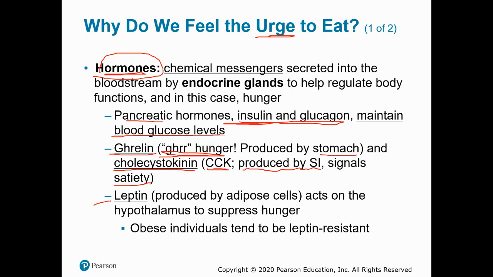And then there's one other hormone that helps with hunger cues, which is leptin, or hunger satiety cues. Leptin, interestingly, is produced by our adipose cells, our fat cells. And leptin's job is to suppress hunger, and to sort of turn off hunger, to induce that sensation of satiety. This hopefully makes some logical sense, right?